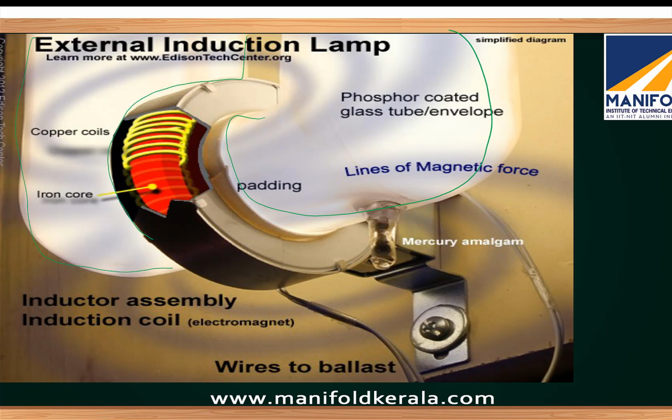And this lamp has a phosphorus coating, that's why it is appearing white. So, a phosphorus coated glass tube or envelope. The energy is supplied through electromagnetic induction. For this we are supplying the phase and neutral to this electromagnetic coil, and through induction this coil provides energy to the phosphorus coated glass tube or envelope, which again creates the arc and produces the illumination.